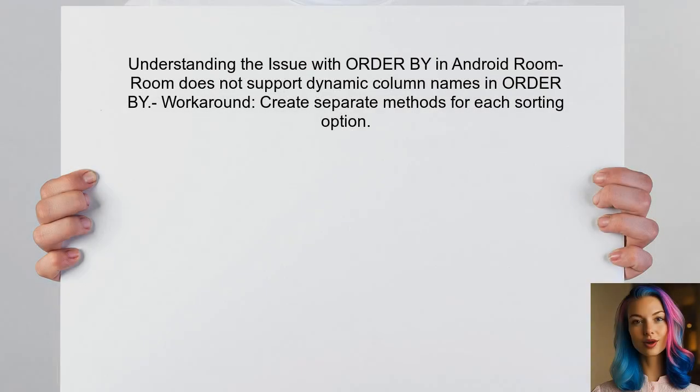To address the issue with the order by clause in Android Room, the user should first understand that Room does not support dynamic column names in the order by clause directly. Instead, they can use a workaround by creating separate methods for each sorting option.